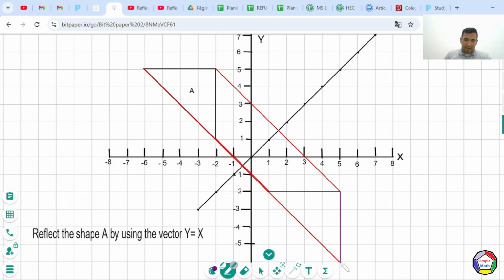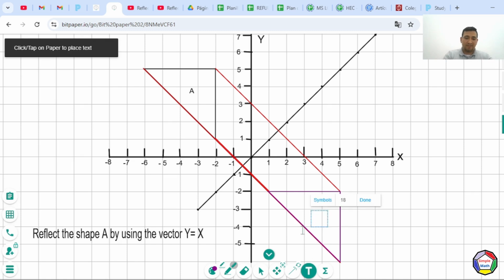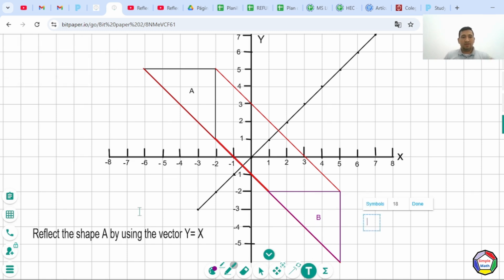And this is my new triangle. Look, this is my new triangle. This is going to be my triangle B reflected through the line y equals x. Now I'm going to show you a second example of this type of line reflection. Okay, so let's try it.